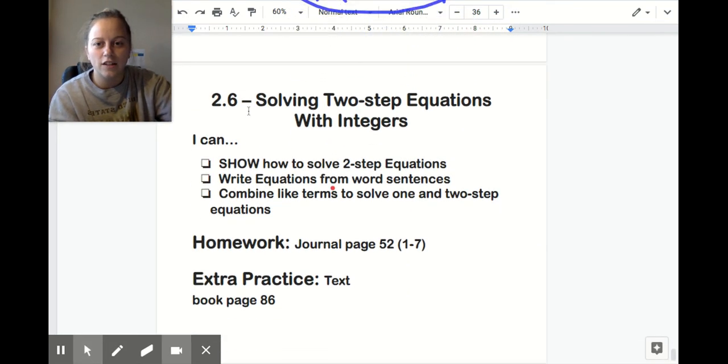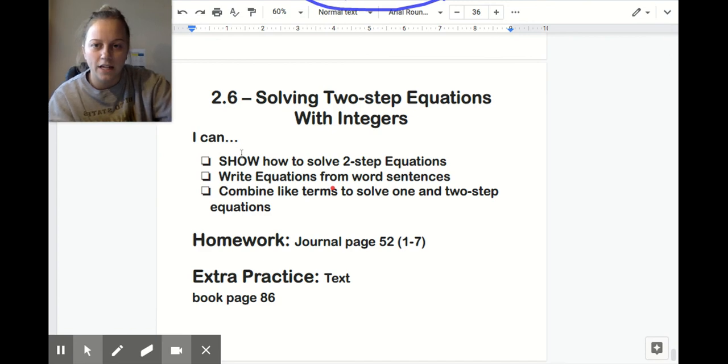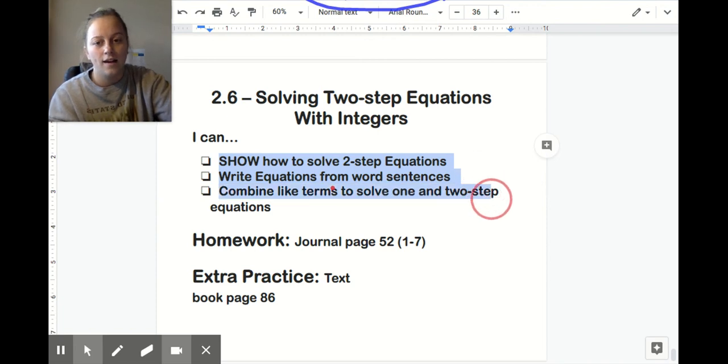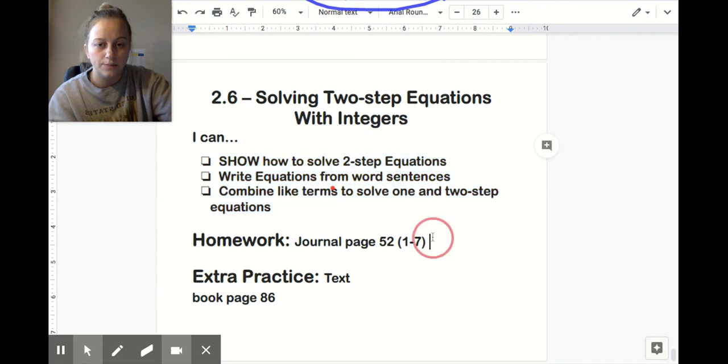So again, that was our lesson for solving two-step equations. Big things, remember, you can show how to solve two steps by showing inverses on both sides. We also worked on some equations from word sentences and combining like terms to solve one and two step equations.